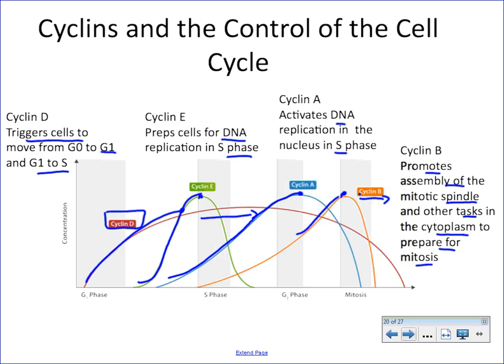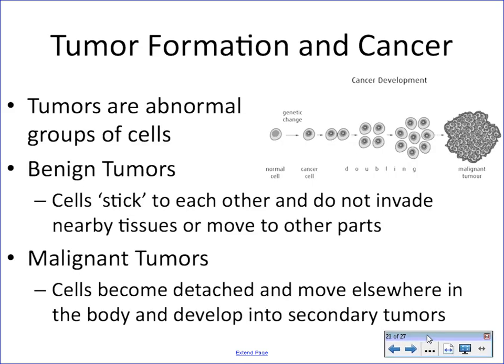So the takeaway from this is that you need to know that there are cyclins. You need to know what those cyclins do. You should know what these individual cyclins do, but you do not need to know when each cyclin peaks or when that peak occurs. So don't bother trying to memorize this diagram.